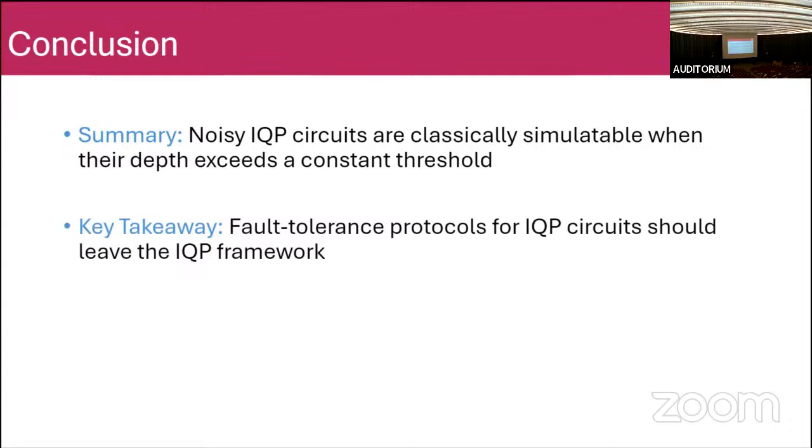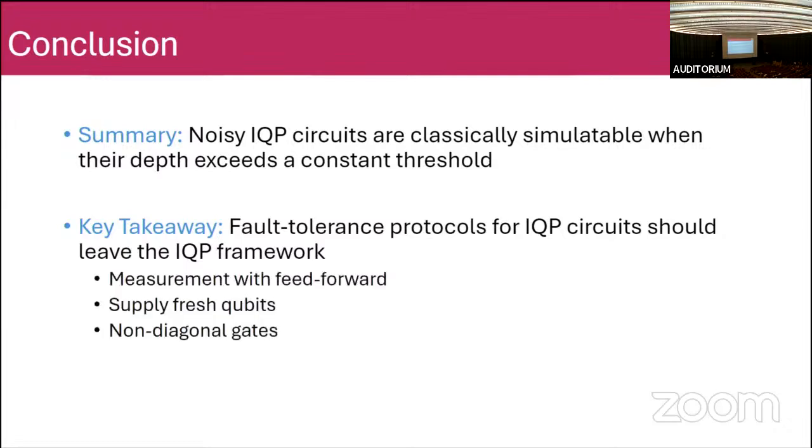The important takeaway from this is that if a fault tolerance protocol for IQP circuits should leave the IQP framework in some way, some of the ways you could leave it are doing intermediate measurement with feed forward, supplying fresh qubits, or implementing non-diagonal gates in between.